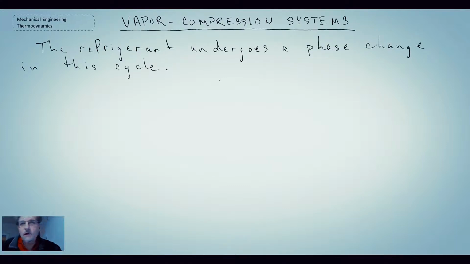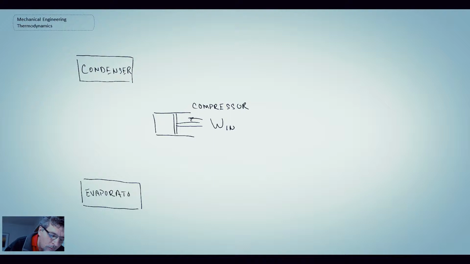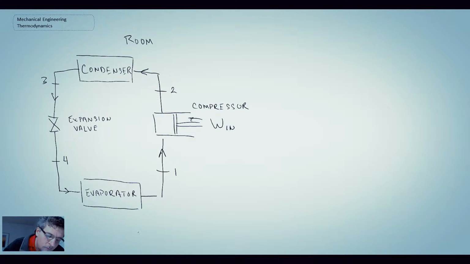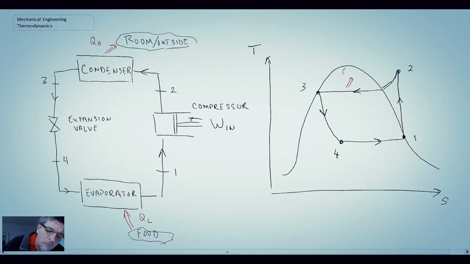What happens here is the refrigerant undergoes a phase change as part of the cycle. So we'll begin by looking at a process schematic as well as a process diagram for the vapor compression cycle. There we can see our schematic as well as diagram for the vapor compression system.